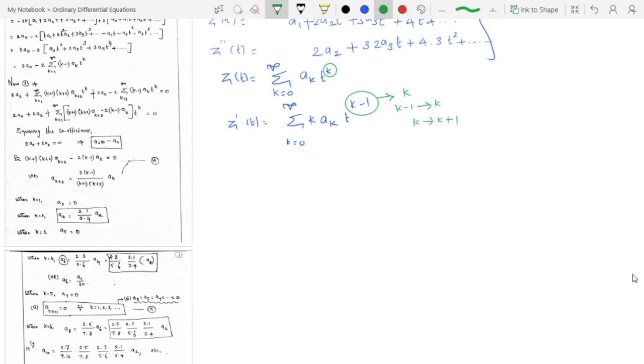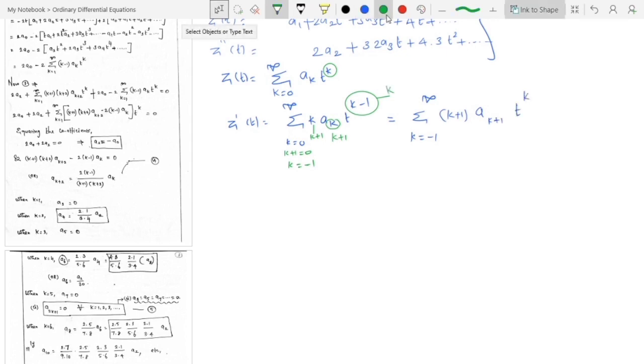So here k is replaced by k plus 1, here also k is replaced by k plus 1, and here also. Then k plus 1 equal to 0 to infinity means k equal to minus 1 to infinity. So we can write summation k varies from minus 1 to infinity, (k plus 1) a_{k plus 1} t to the power k.